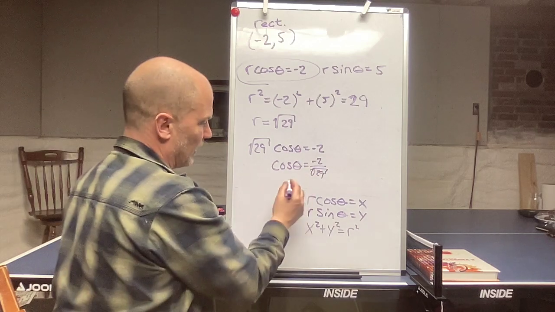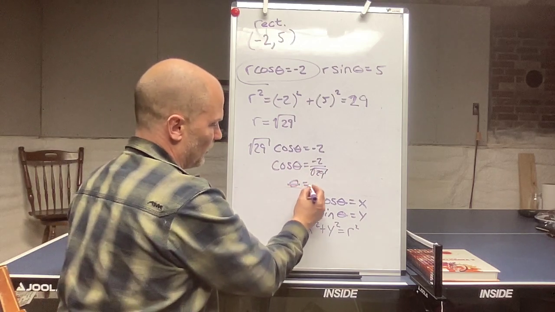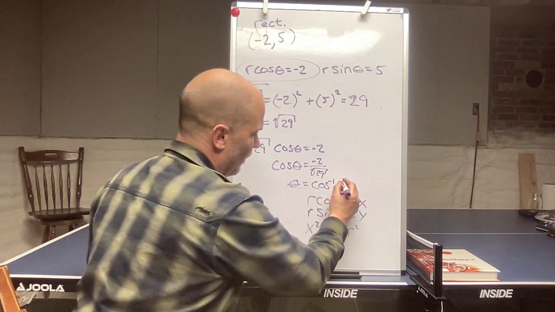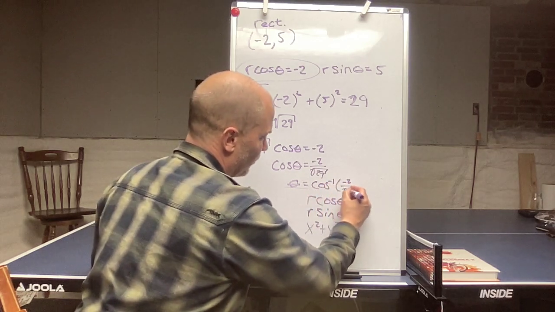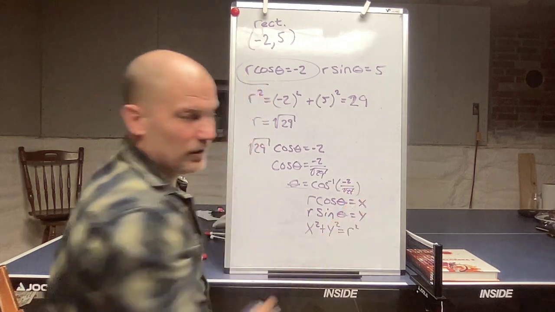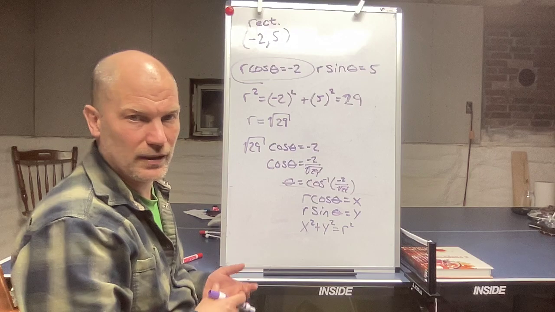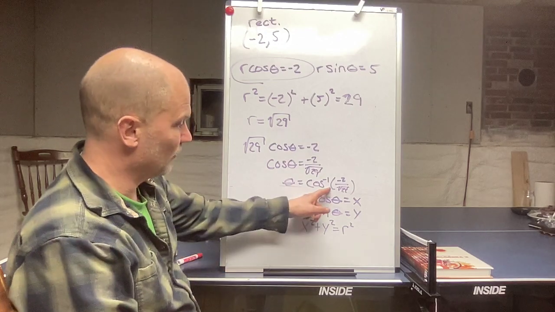And then I can take the inverse cosine, which is what you already know how to do. So we just write inverse cosine of -2 over root 29. And I'm only looking for one of the answers. I don't need all the answers here. I'm just looking for one point that does this. So this is my angle.